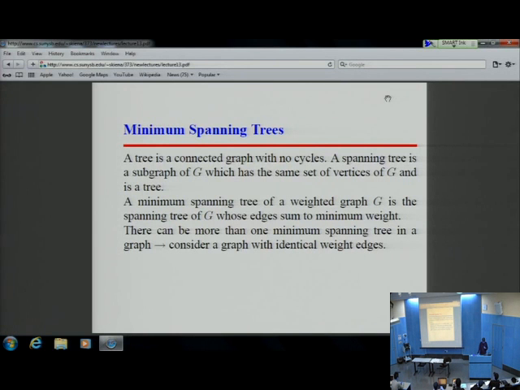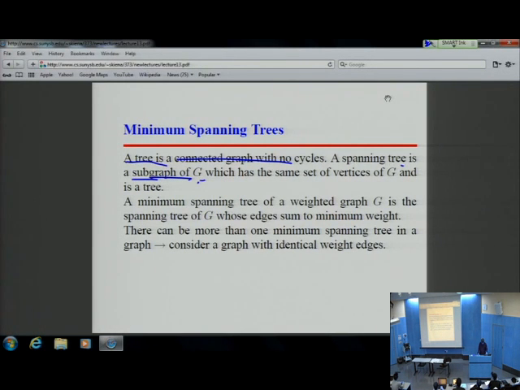So what is a minimum spanning tree? Well, a tree, as we've said, is a connected graph with no cycles. That's what a tree is. We talked about trees many times. A spanning tree of a graph is a subgraph, meaning a subset of edges, such that it has the exact same set of vertices as the graph, and those edges form a tree.